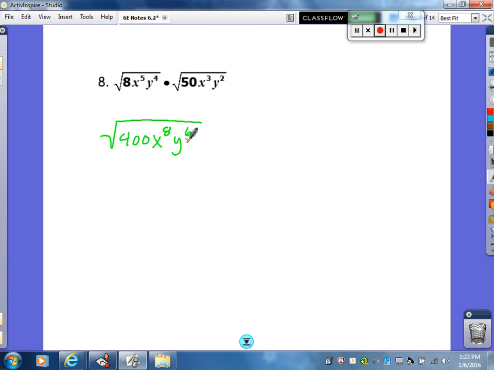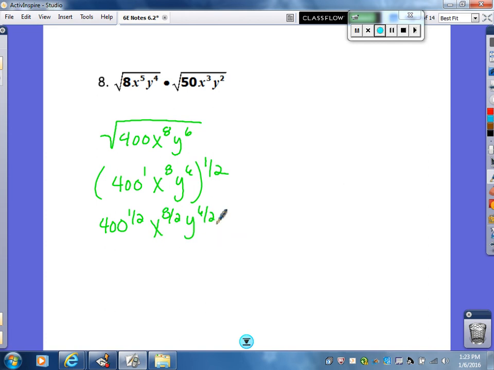All right, let's change it to a rational exponent. So I've got 400 to the 1st power, x to the 8th power, y to the 6th power, all to the 1/2. Apply my properties. So 400 to the 1/2, x to the 8/2, y to the 6/2. Well, the square root of 400 is 20. X can be x to the 4th, and then y to the 3rd. So that means we have nothing left underneath the radical. So we don't have a radical in that problem. We have nothing to put underneath the radical.